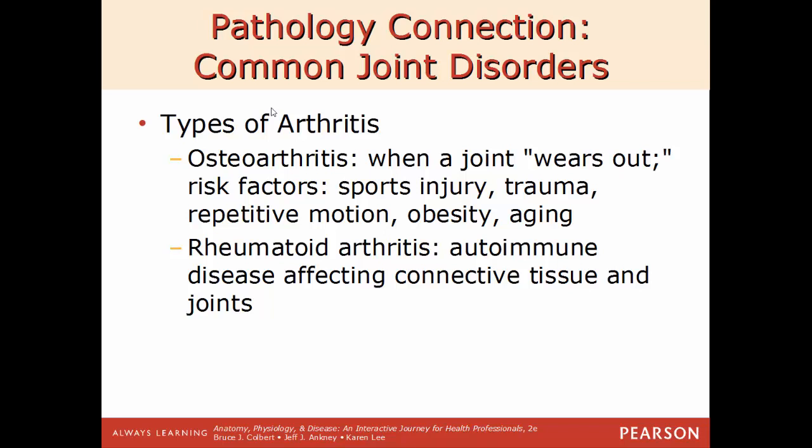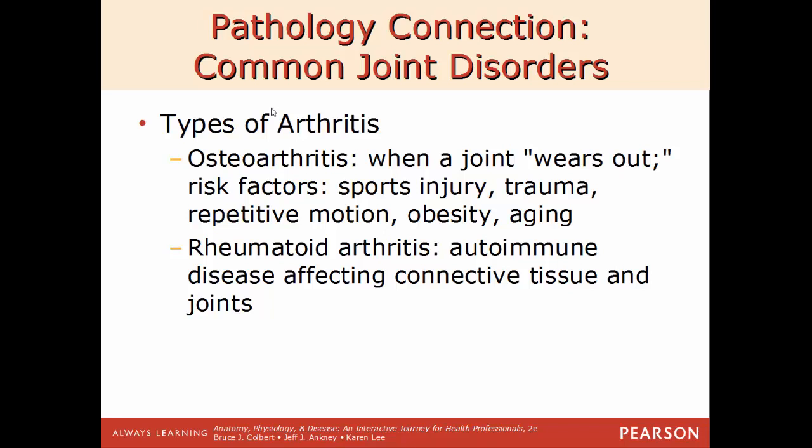And the first one, types of arthritis. Now you have osteoarthritis, which is where a joint really just wears out. At a certain age, a certain amount of wear and tear, the joint is just going to get worn down. Some common risk factors: trauma, aging, obesity, sports injuries, repetitive motion. All that can grind down any kind of joint.